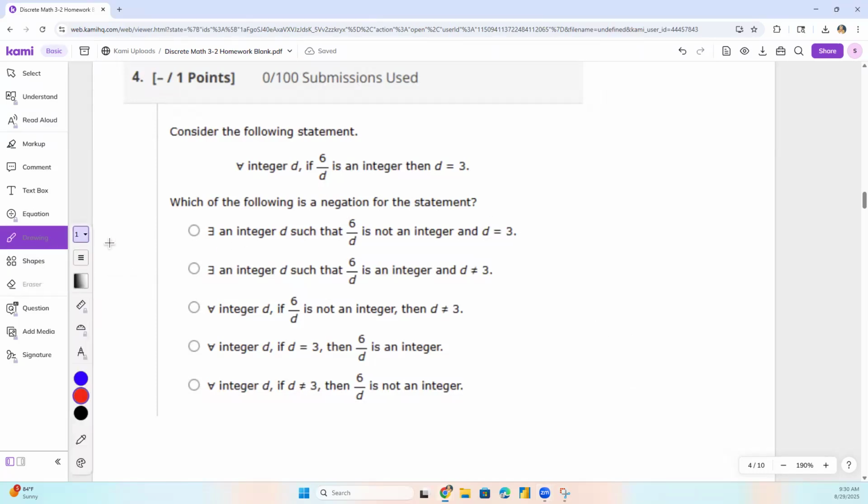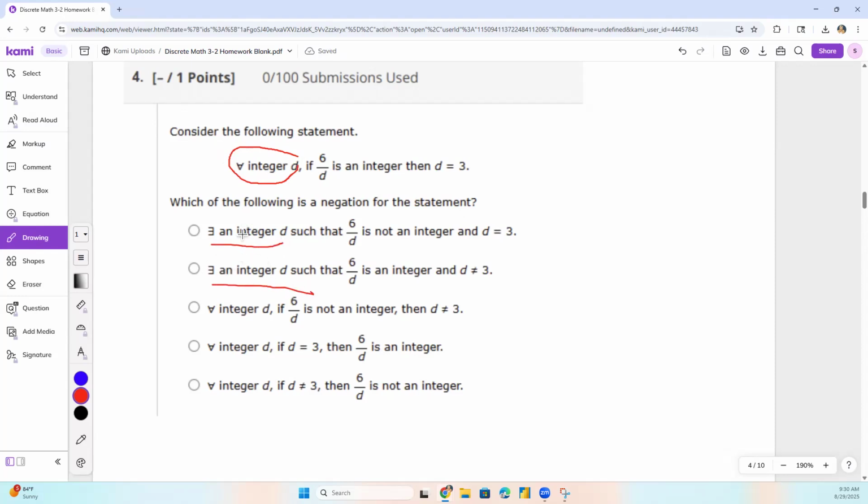I was looking at the wrong question. So question 4 on the homework is: we have this statement, for every integer d, if 6 over d is an integer, then d is equal to 3. And for number 4, all we have to do is negate this statement. And remember, for every integer d, its negation will be at least there is one integer d.